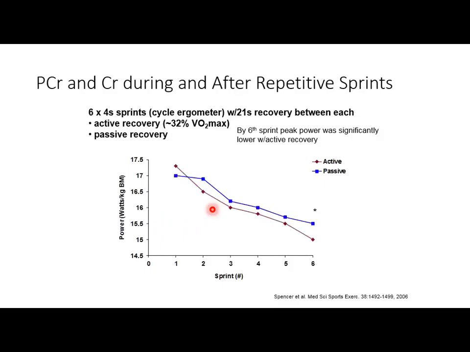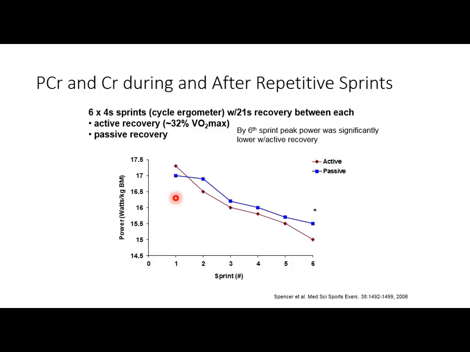In this study, they did something really interesting. They did 6 4-second bicycle sprints with 21 seconds of recovery between each sprint set. And then there were 2 groups. There was an active recovery group and a passive recovery group. The active recovery group kept biking at 32% of their VO2 max during the 21-second rest periods, whereas the passive recovery group just sat on the bike and chilled for 21 seconds. Notice here how high the intensity is. 4-second sprints. That's going to be supramaximal intensity.